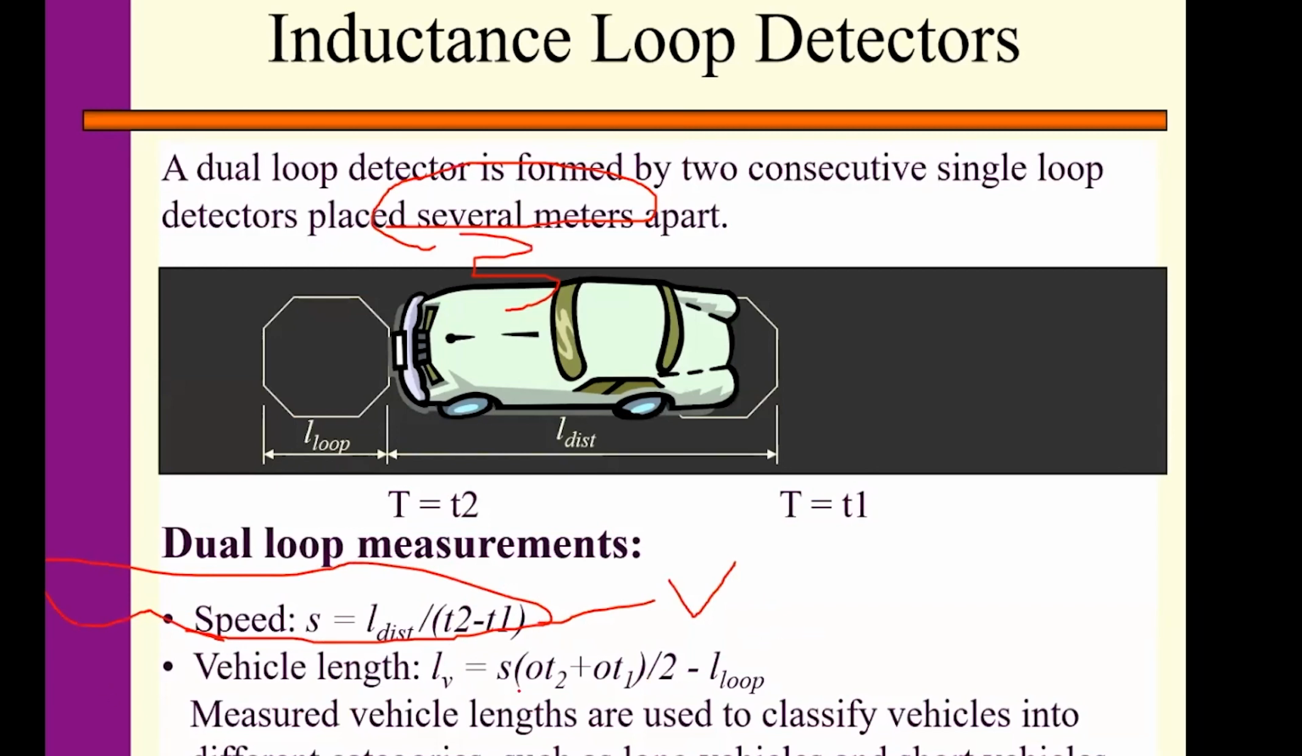So those are the equations to calculate the vehicle length. And the vehicle length measure can be used to classify vehicles into different categories. Normally the Federal Highway Administration has different definitions for vehicle classifications. The simplest way is to classify vehicles into two categories, long vehicle or short vehicle. Short vehicle means passenger car, long vehicle means trucks.